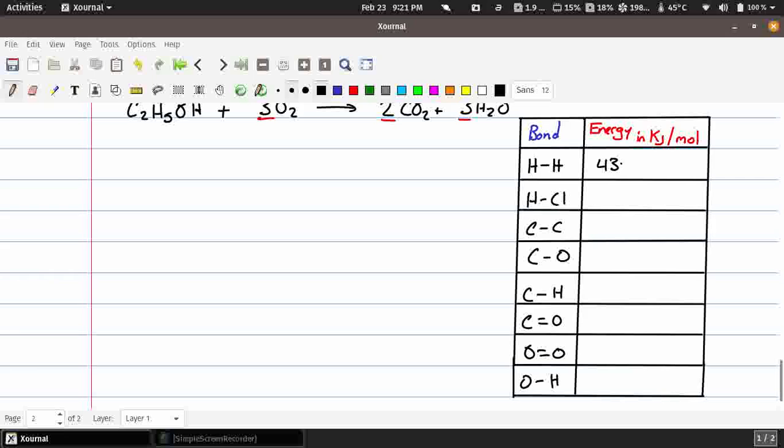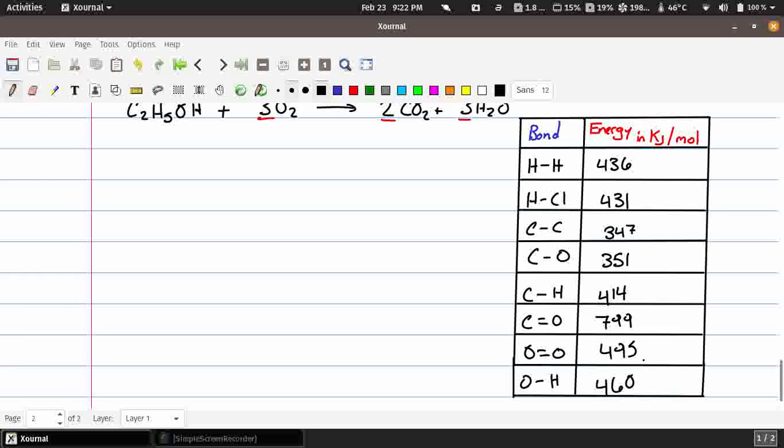Okay, so here's the energy. I'm not going to write the kilojoules per mole, it's already up there, but we have 436, 431, 347, 351, 414, 799, and then this one's 495 and 460. So if you need to copy that down, just take a second to copy it.